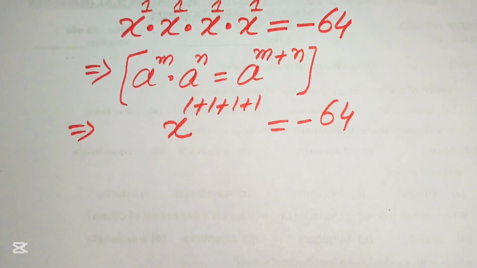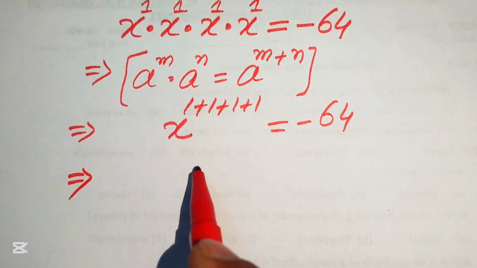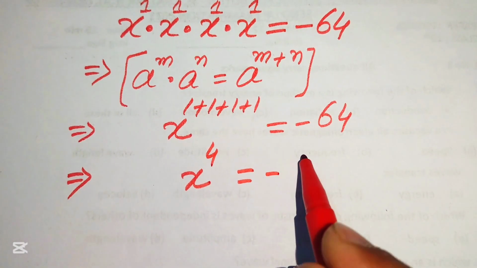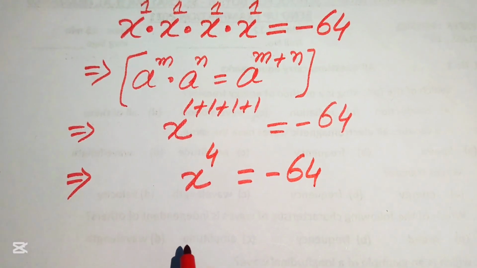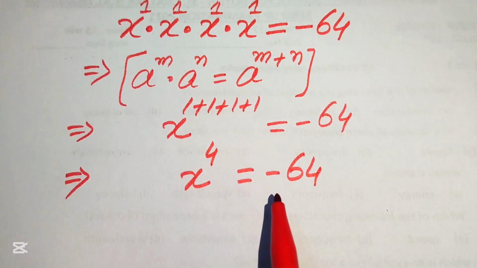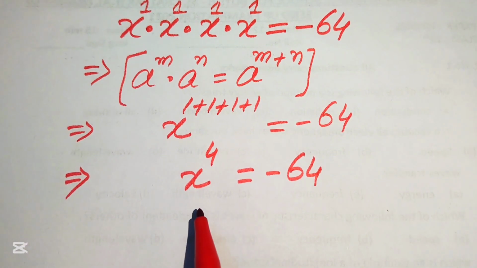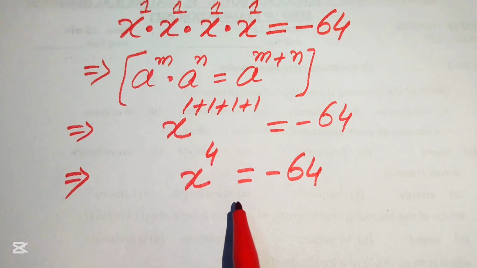And after this step, you see this equation becomes of fourth order and it is equal to minus 64. So this is x to the power of 4 equals minus 64. Its highest power is 4. It means that this equation has 4 roots, and now we need to find all of those 4 roots.